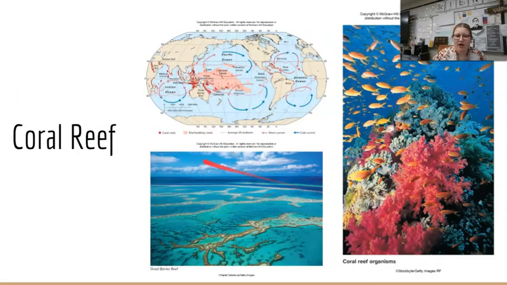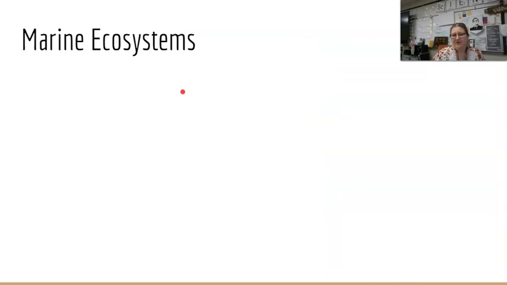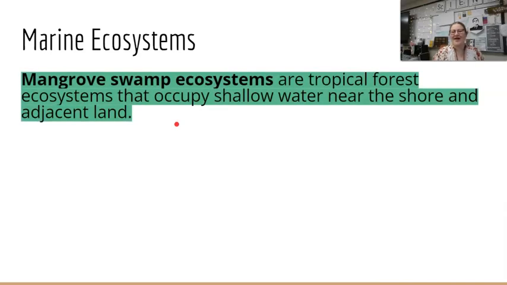And this is what they look like. They are gorgeous, and they're found all along these red dots right here. They are very, very productive ecosystems. All right, the next we're going to talk about is a mangrove swamp ecosystem.